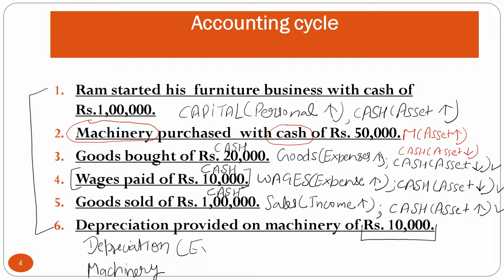Depreciation is an expenditure or expense, and machine is an asset to the business. So if we consume or use the machine, there is a decrease in the value of the machine, which is known as depreciation. So this depreciation is an expense. So here expense increases by 10,000 and value of asset decreases by 10,000. So these are the two effects of this transaction.